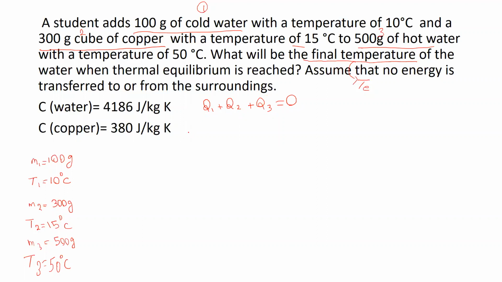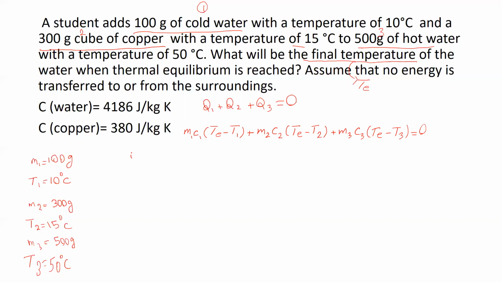Right now, I write Q1. Q1 definitely is M1 C1 delta T, that is T final, that is T equilibrium, minus T1, plus Q2 is M2 C2, again T equilibrium minus T2, and Q3 is M3 C3, T equilibrium minus T3, equal to 0. And then definitely my mass should be in kilograms. They are all in grams. I need to convert them to kilograms by dividing by 1000.